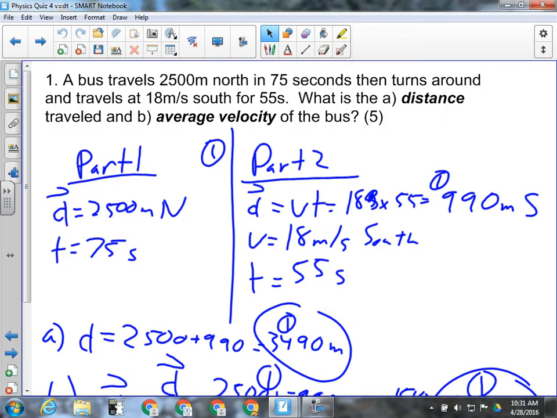All right, watch and listen carefully here, guys. Okay, so both of these are just like the v equals d over t, but multi-part trips that we've been doing already. Okay, so in the first part, the bus travels 2,500 meters north in 75 seconds, and then turns around and travels 18 meters per second south for 55 seconds. We are looking for the total distance traveled and the average velocity of the bus.